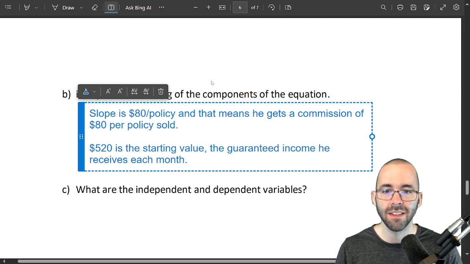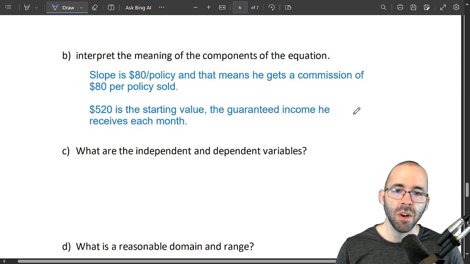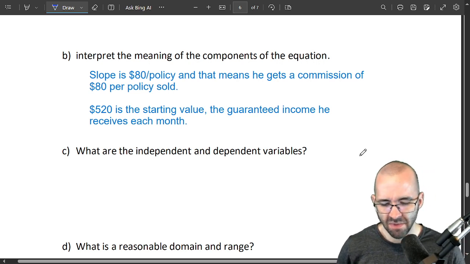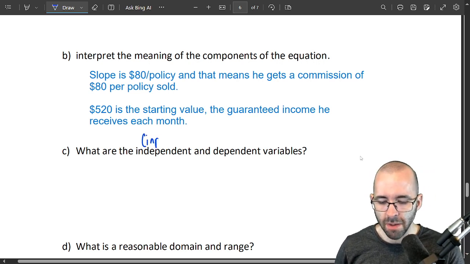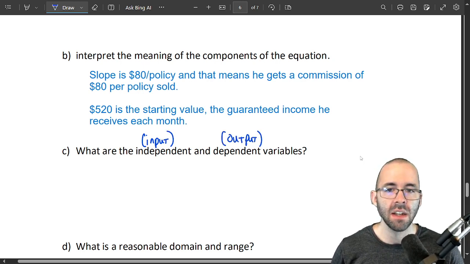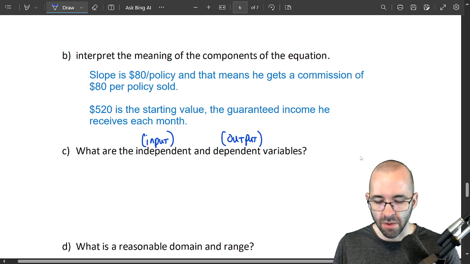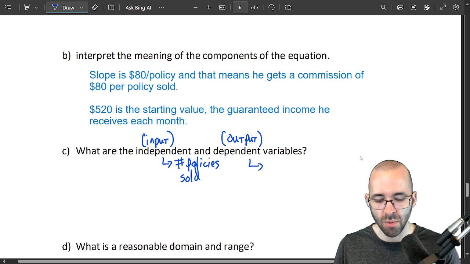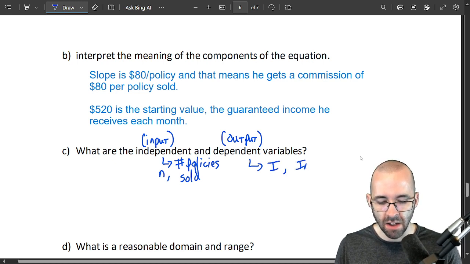Make the font bigger. What are the independent and dependent variables? I don't think we talked about this very much. Independent is always going to be our input variables. And dependent is always going to be our output variables. So in this case, our input was our independent variable. That was the number of policies sold. The dependent variable was our output, which was I. Again, N, the number of policies sold. This is going to be I, the income for that week.